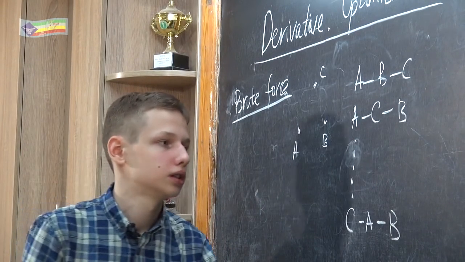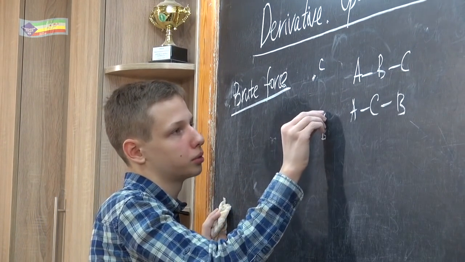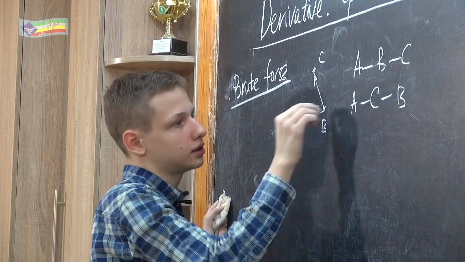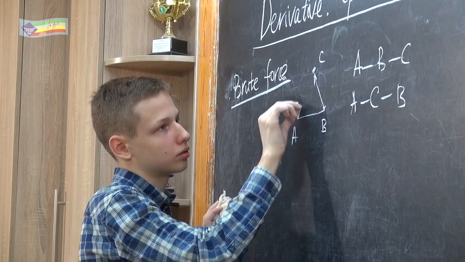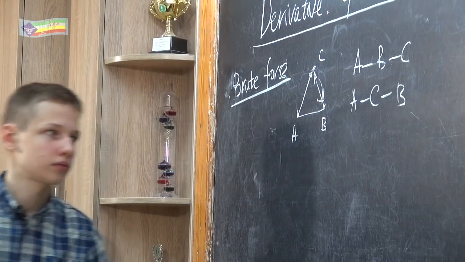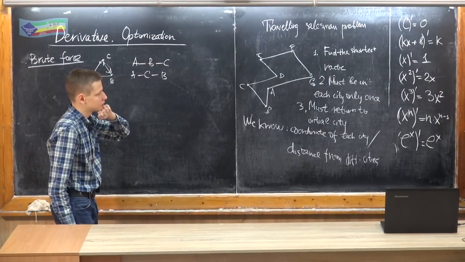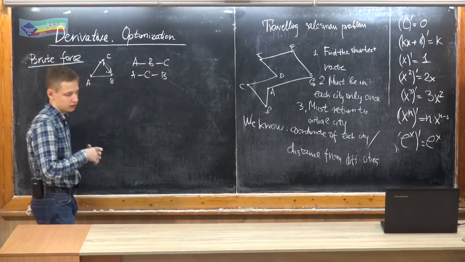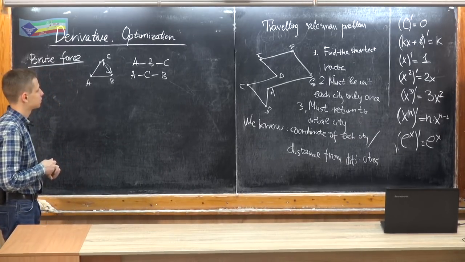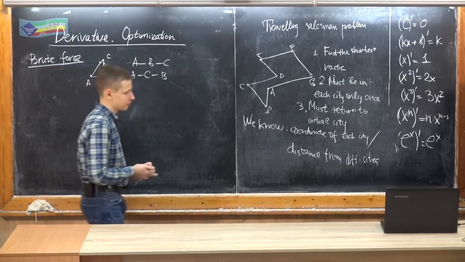Or for example, we can start from one city, and there are only 2 possible variants: ABC or going ACB. And if we are talking about, for example, 7 different cities, then this number gets bigger and bigger. And now we will try to implement this algorithm in Python.